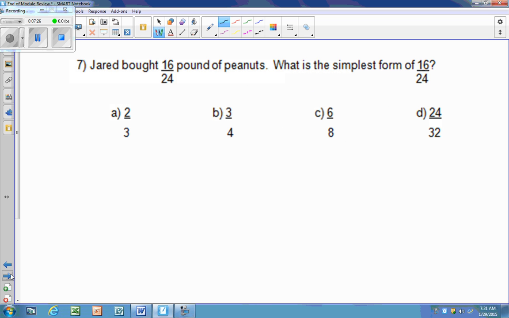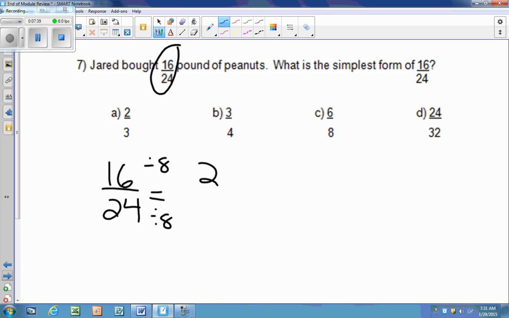Next, Jared bought 16/24 pounds of peanuts. What is it in simplest form? So I'm not going to use what's there, I'm going to solve for myself. I see that 8 can go into both of those, so if I divide them both by 8, I end up with 2/3, and now I see an answer that matches.